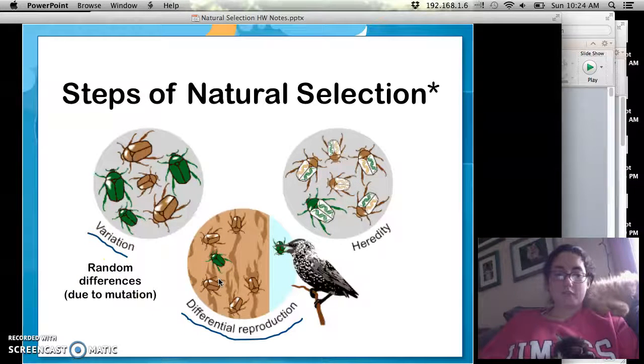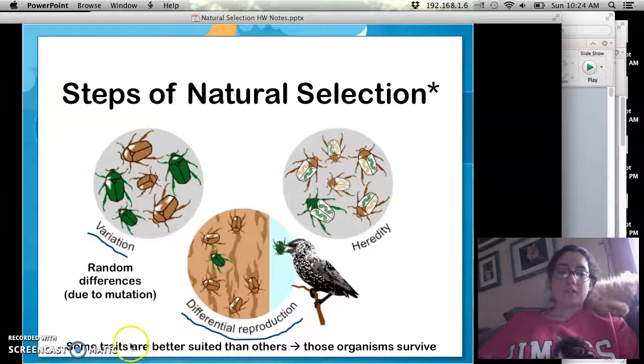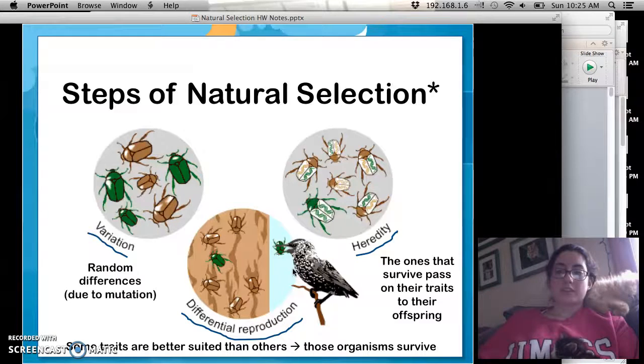Due to that variation, we get differential reproduction, which basically means that some of the traits that come from the DNA are better suited than others, and those are the organisms that survive. So in this example, the brown color trait was better adapted because they're living on a brown tree, so the green bugs get eaten, and the green bugs will not be able to pass on their traits. So basically, the ones that survive pass on traits to their offspring.